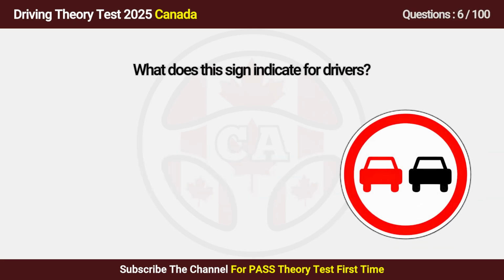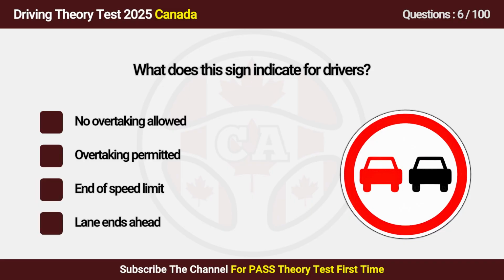Question 6. What does this sign indicate for drivers? A. No overtaking allowed. B. Overtaking permitted. C. End of speed limit. D. Lane ends ahead.